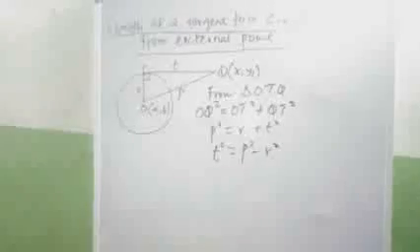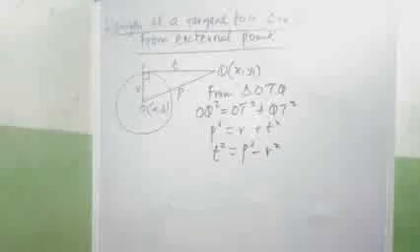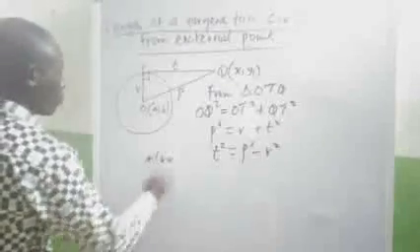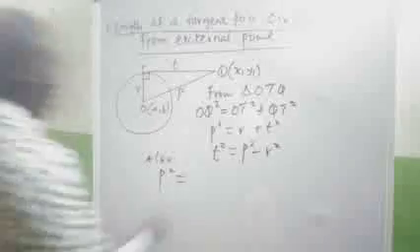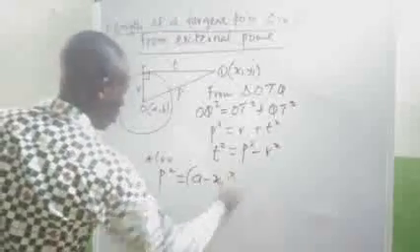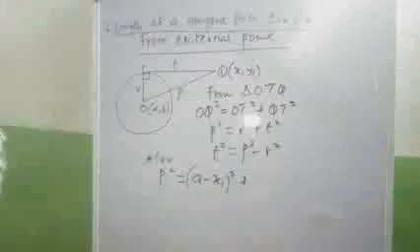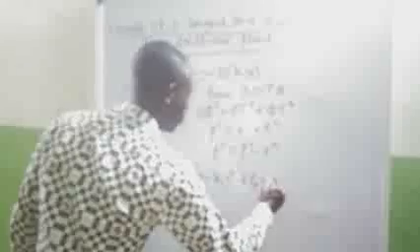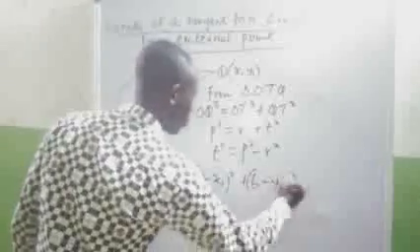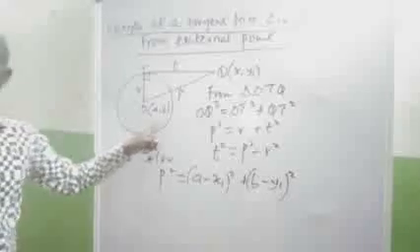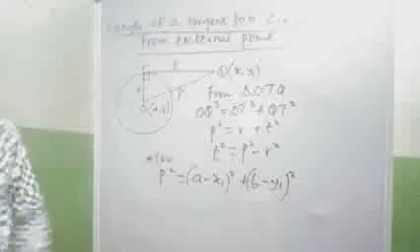Now to determine p, we have p squared is equals to a minus x1 all squared plus b minus y1 all squared, where a and b are the center of what? Of the circle, a and b.